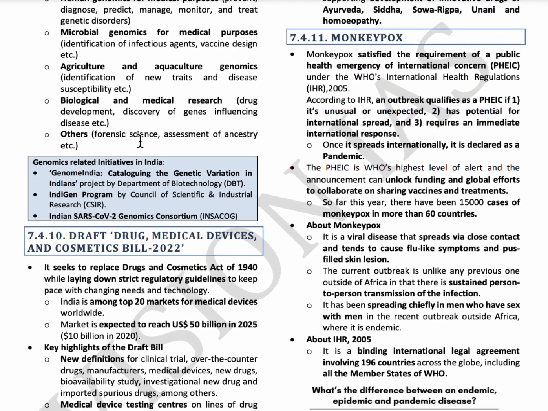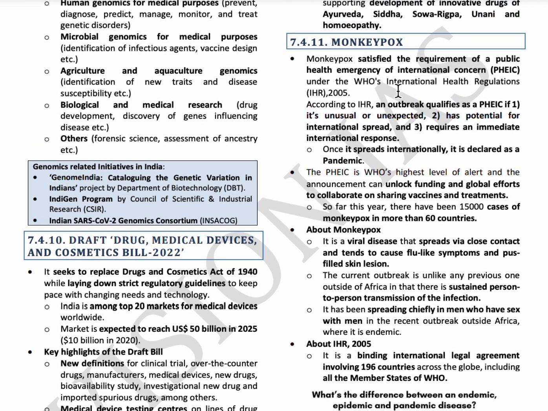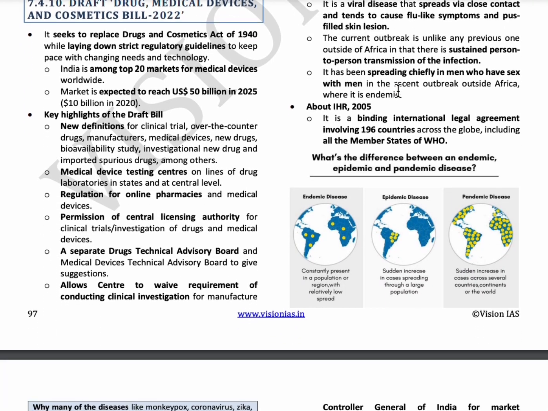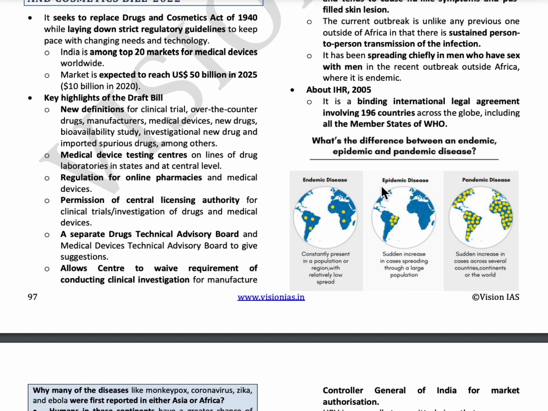The next topic is monkeypox. Monkeypox is a viral disease that spreads through physical contact between men. It is a person-to-person transmission disease. Many cases were found outside Africa. It is declared as an endemic one. So, here we have to learn the difference between endemic, epidemic, and pandemic diseases.